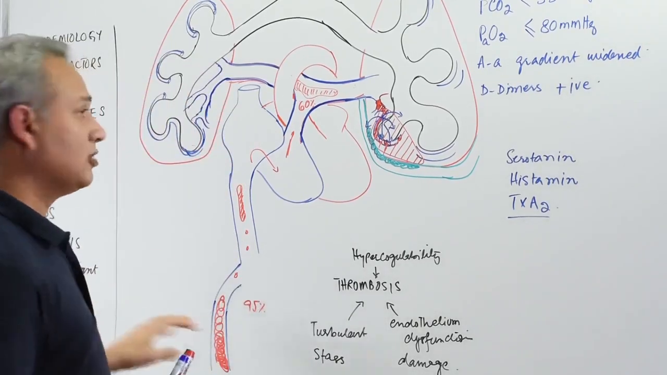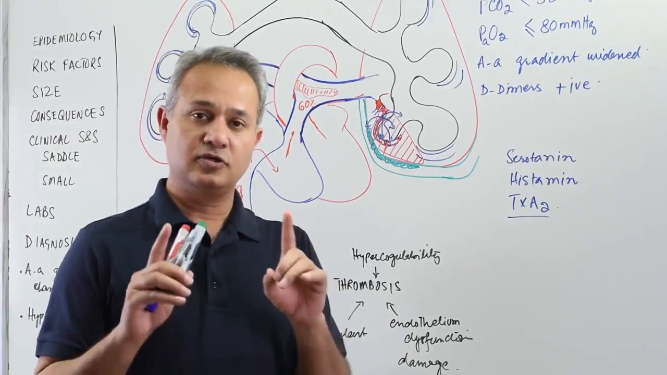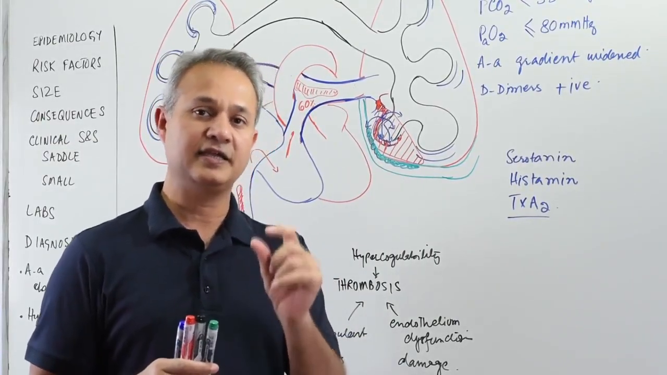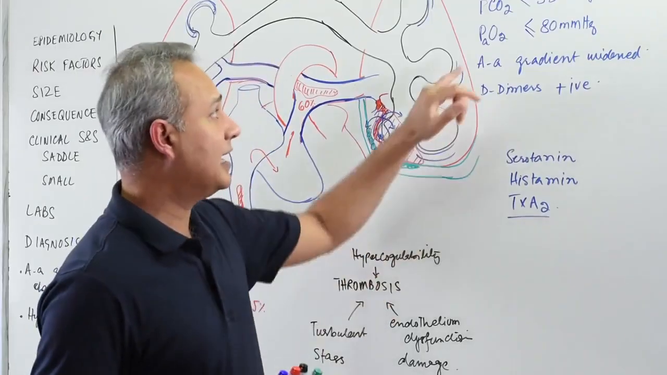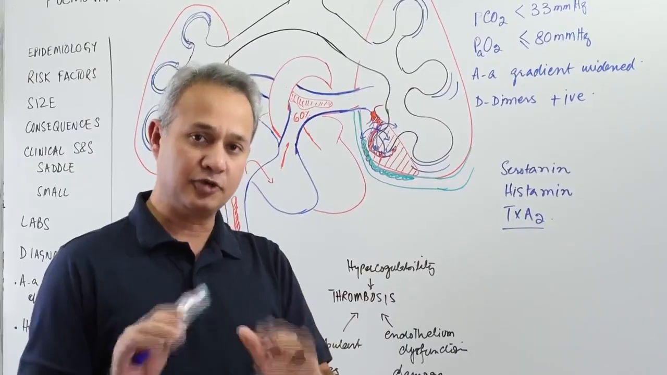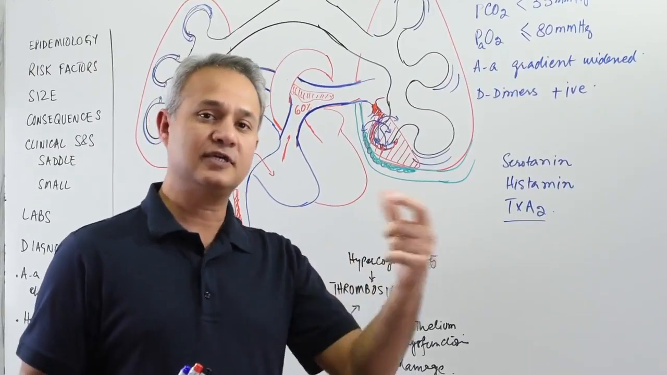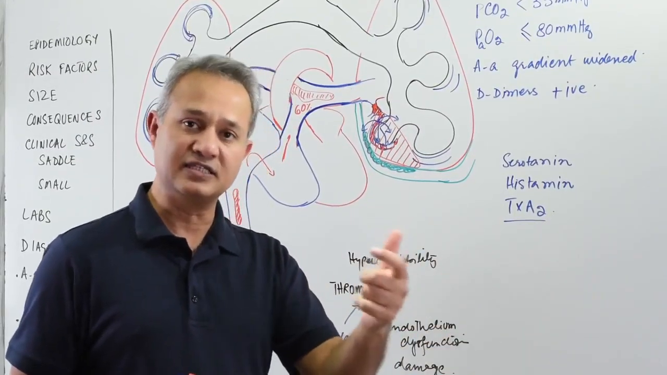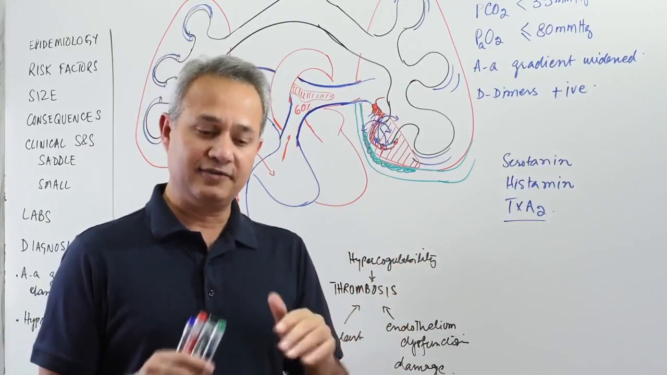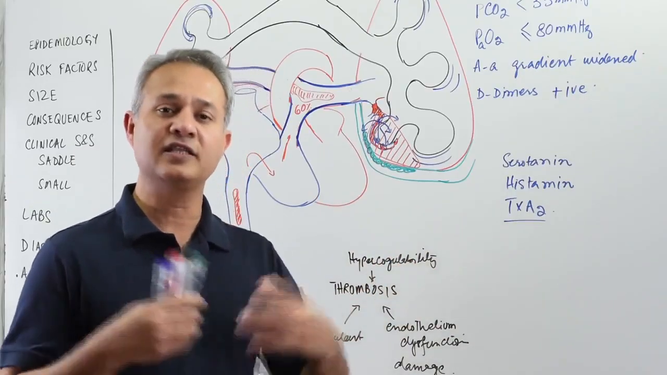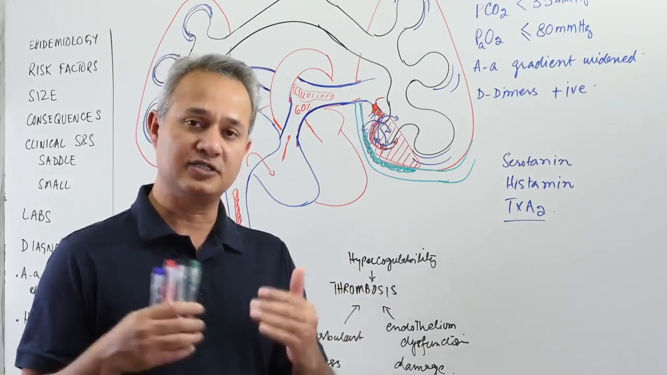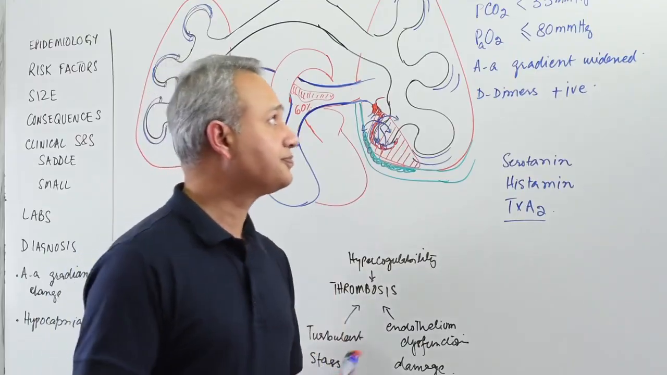Okay, so now we'll talk about the AA gradient change. If you are in a hurry and comfortable knowing that the AA gradient will be widened and hypocapnia will be present, you can stop the video here and move on. We do have some screens at the end of the video where you can see the saddle embolism or some of the x-rays. But if you're interested in understanding why the AA gradient is large or why the hypocapnia occurs, then please stick around and let's talk about that.